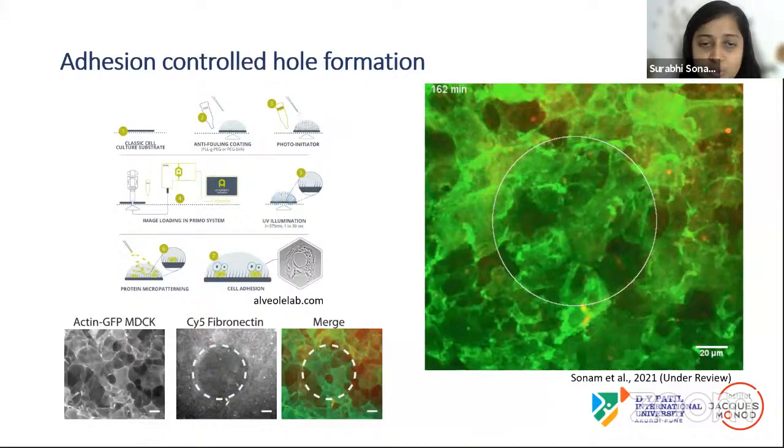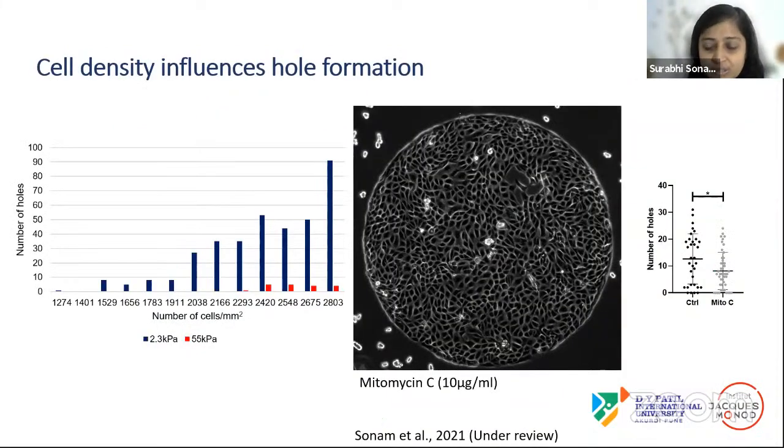So in this case, the second question that people ask is, could there be a role of the density? As we could see earlier, the holes that form for long-term scale are formed at a higher density. So what we did was to abrogate the division of the cells using mitomycin.